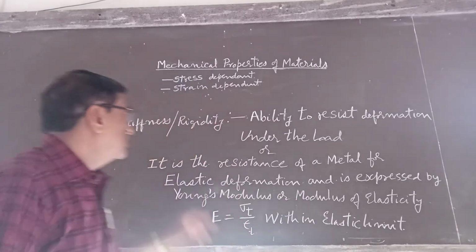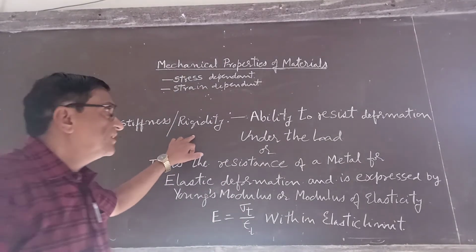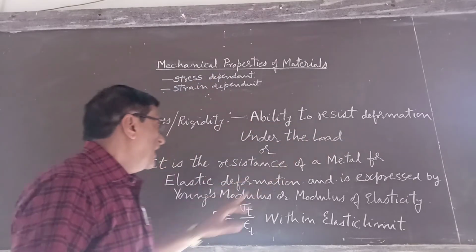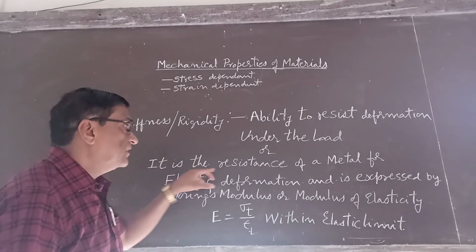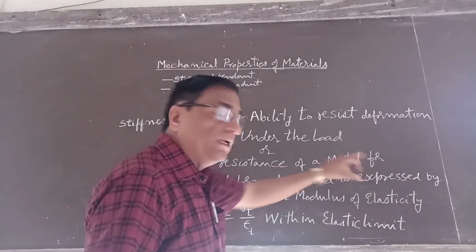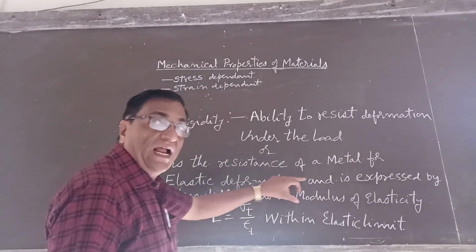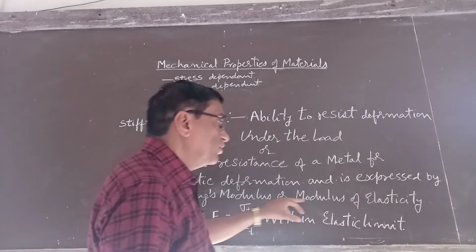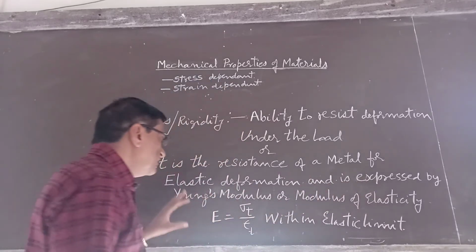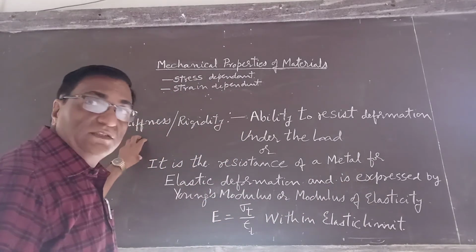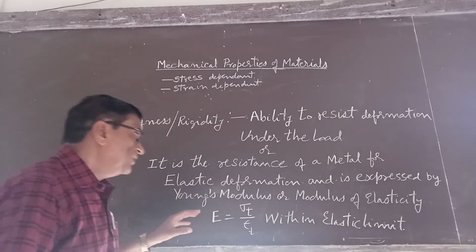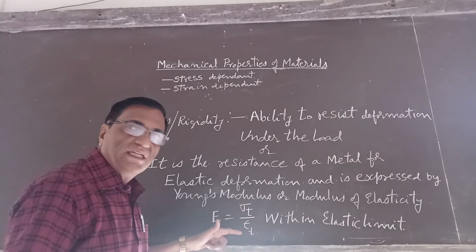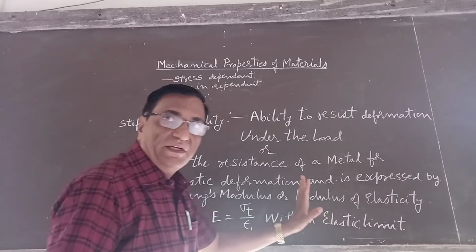Now, next is stiffness or rigidity. It is defined as the ability to resist the deformation under the load, or it is also defined as the resistance of a material to elastic deformation and is expressed by Young's modulus or modulus of elasticity. Modulus of elasticity is the measure of the stiffness or rigidity, and modulus of elasticity is the ratio of stress upon strain within the elastic limit.